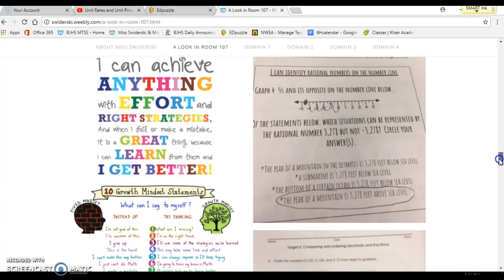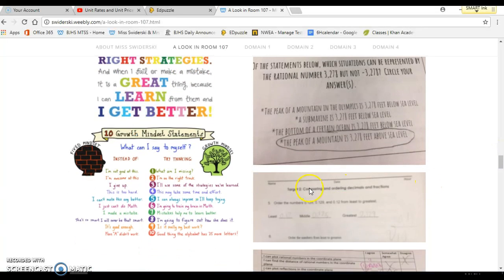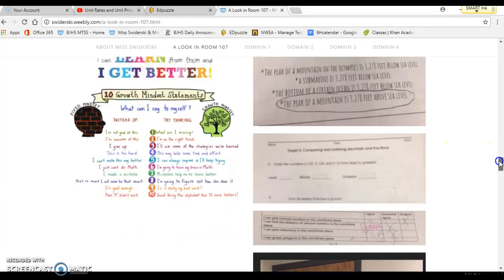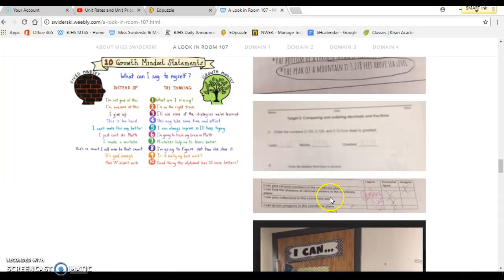As you go down a little bit further, there's always the targets at the top. Here they are comparing and ordering decimals and fractions. Down below, here was another area where they were doing rational numbers and reflections in the coordinate plane. I saw that that was an 8th grade standard as well with reflections and rotations. So here they could rank themselves on I agree, I somewhat agree, I disagree. And you can see that this student marked some X's somewhat in the somewhat agree area, a few disagrees, but I enjoy having students reflect on that.